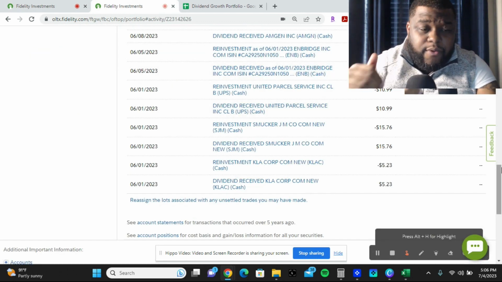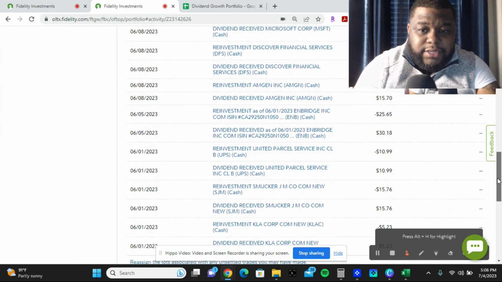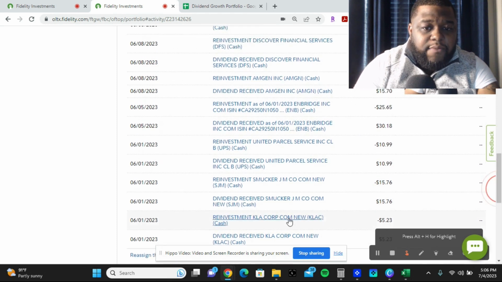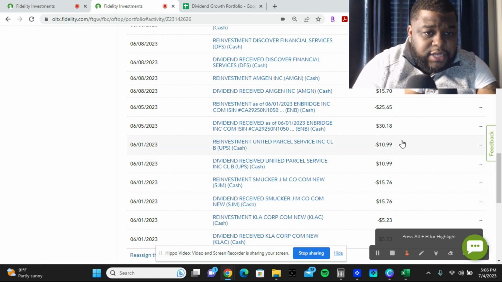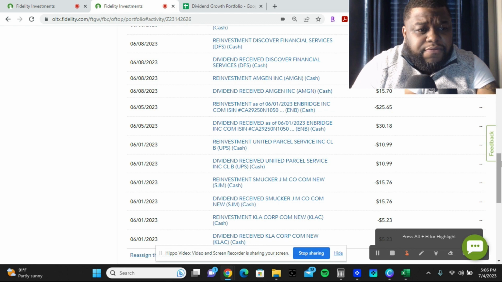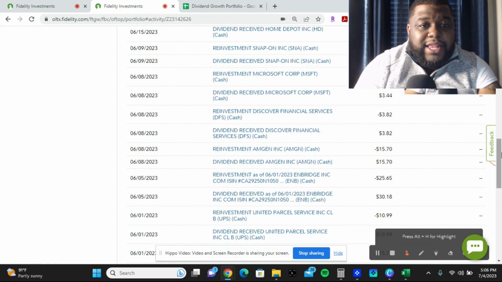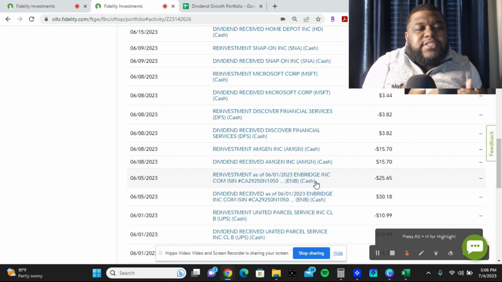So on this screen right here, I wanted to show you guys real quick my dividend income. Not going to just bore you guys, but just to show you right here that boom, I receive dividend income from KLA, JM Smucker, UPS, and then on the right side it shows the amounts of dollars in terms of what these different stocks paid me in passive income. And as you see right here, some of them are small increments, like Microsoft paying $3.44. But for the most part, I've been investing for the past 5 years.